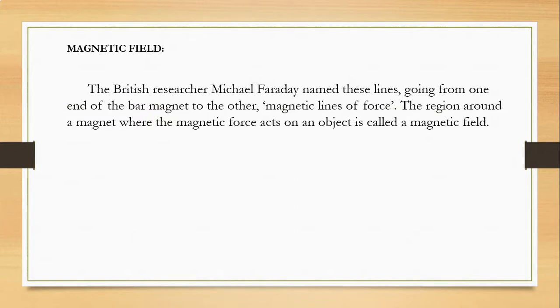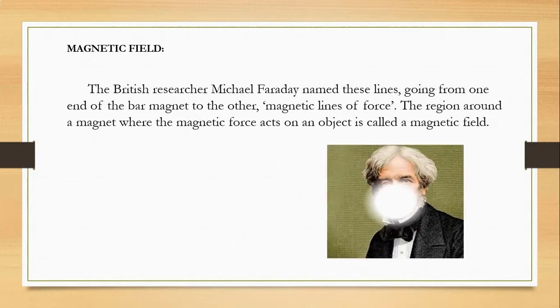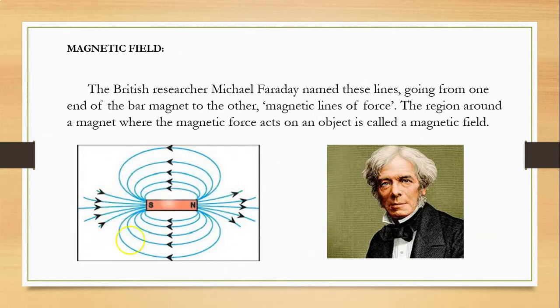The British researcher Michael Faraday named these lines going from one end of the bar magnet to the other magnetic lines of force. The region around a magnet where the magnetic force acts on an object is called a magnetic field. This is a picture of Michael Faraday, and this is what he called magnetic lines of force. This area where the magnetic force acts is known as the magnetic field.